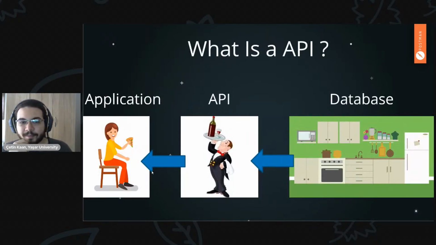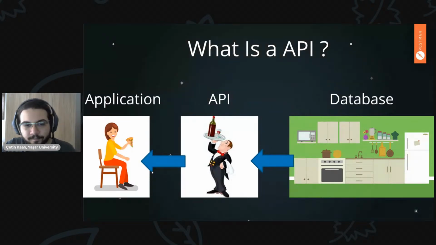So what is an API? Basically, an API is like the middleman of software. I have given a database and an application example here. The API is the middleman between the application and the database. It fetches data to the application or to the client.